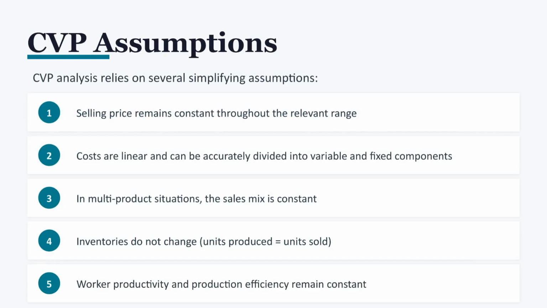Finally, we review CVP assumptions that simplify our financial investigations. CVP analysis assumes a simplified world. Selling price stays constant regardless of volume. Costs behave linearly and split cleanly into variable and fixed categories. Sales mix remains unchanged if you sell multiple products. Everything produced gets sold with no inventory changes, and productivity stays constant.